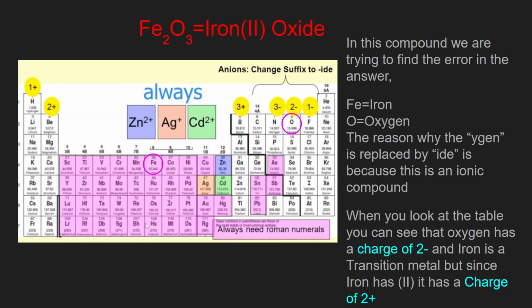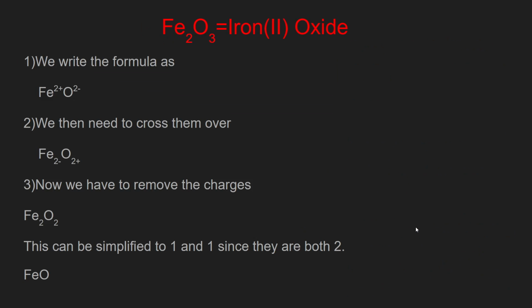But we would look at the Roman numeral, and it tells us that it is 2. So it tells us that it has a charge of 2. We then write the formula Fe2 plus O2 minus. We then need to cross them over in order to get Fe2 minus O2 plus.